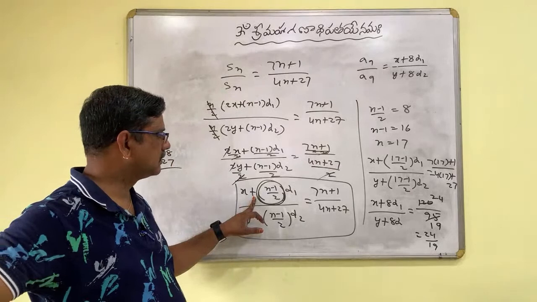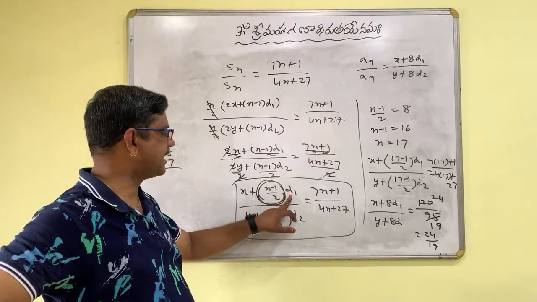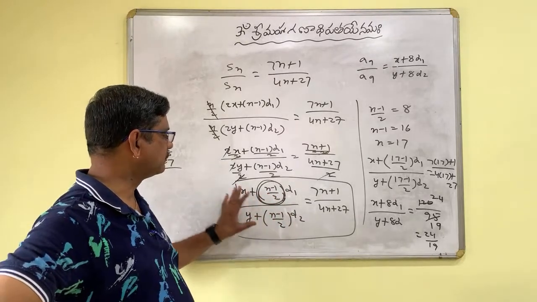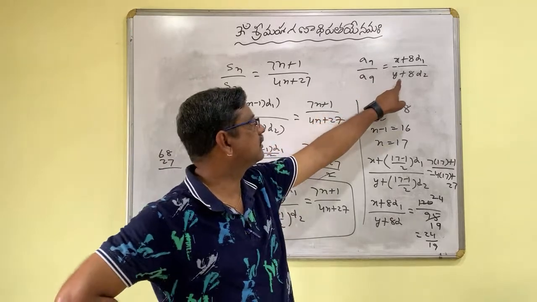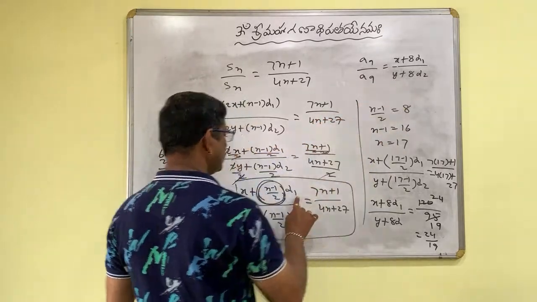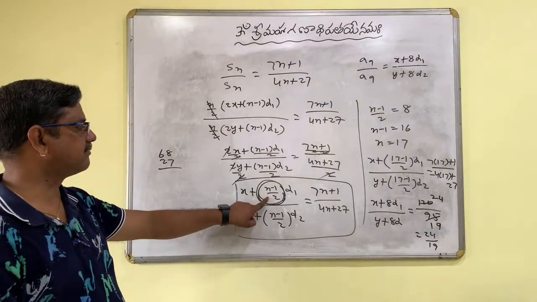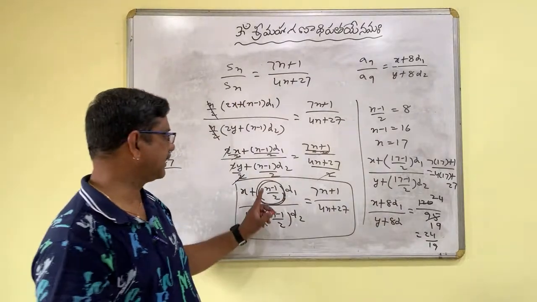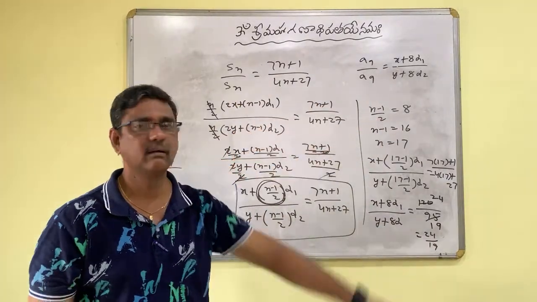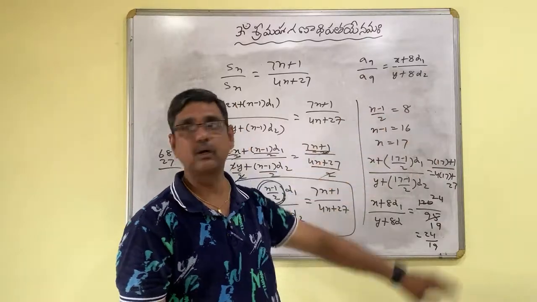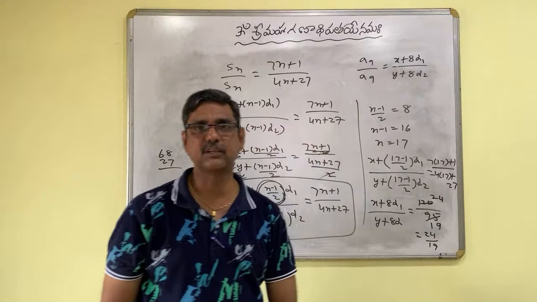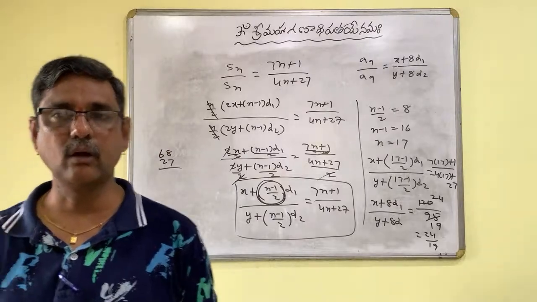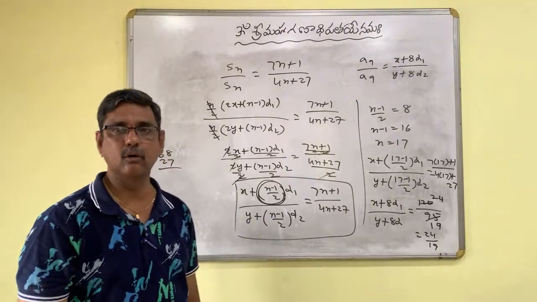(x + (n-1)/2 d1) by (y + (n-1)/2 d2). This ratio we got, but we want this one. Then you need to compare these two ratios. What is the difference? Only this one is the difference. N minus 1 by 2 place lo 8 undi. That one you have to make. (n-1)/2 is equal to 8. Then n is equal to 17. Okay? So the next class we will go ahead with this, with arithmetic progression, some more problems.